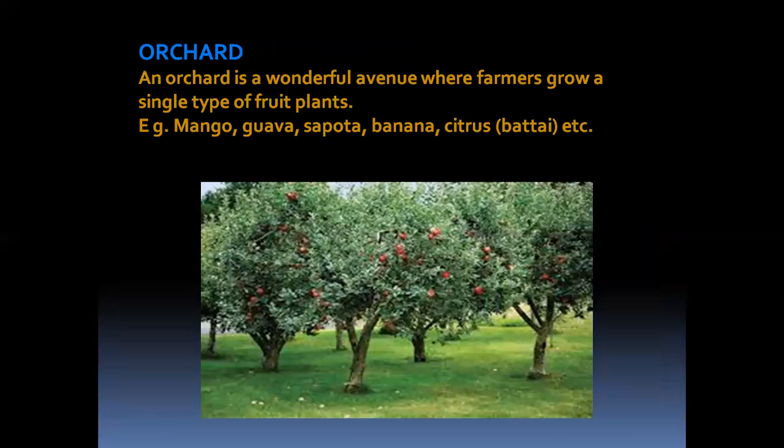Orchards. What do you mean by orchards? It is a place where farmers grow a single type of fruit plant, only single. If it is mango, only mango you will see. Guava, all guava trees in one place, a guava garden only. Like that sapota, banana, citrus. Citrus means here battai, orange, santra. These all come under citrus fruits, etc. This is called orchards. You have to remember, children. And you have to go through this video again and again.